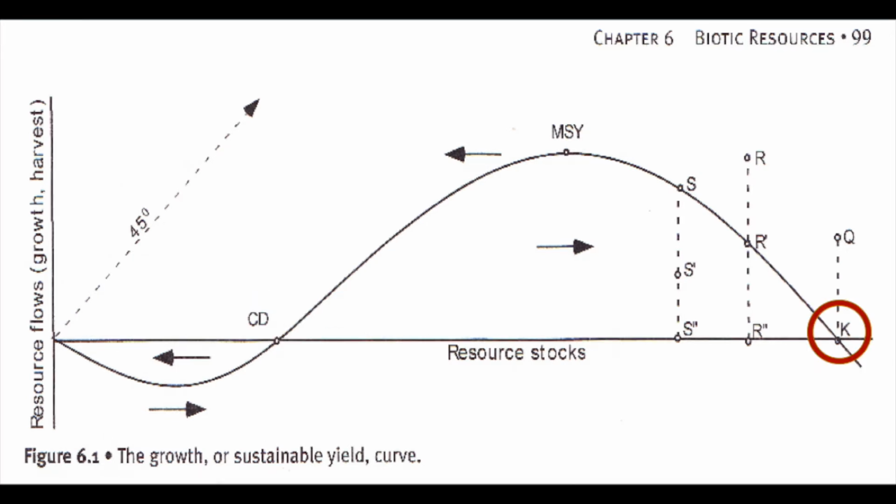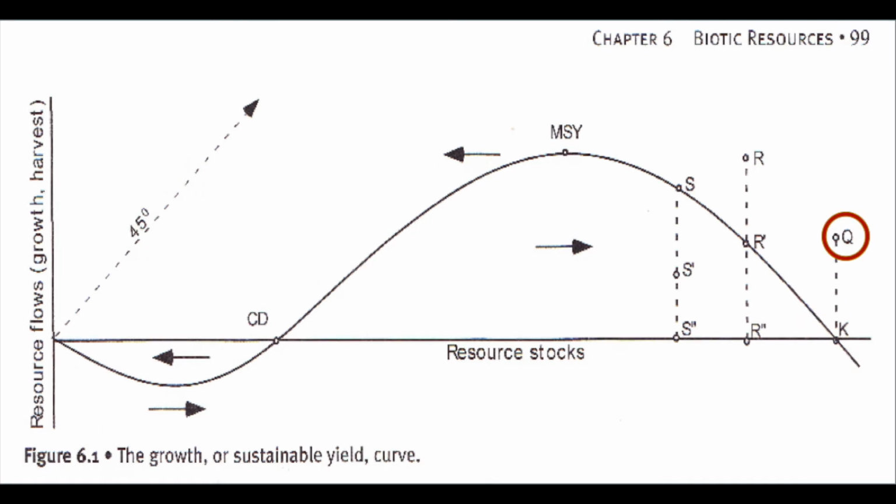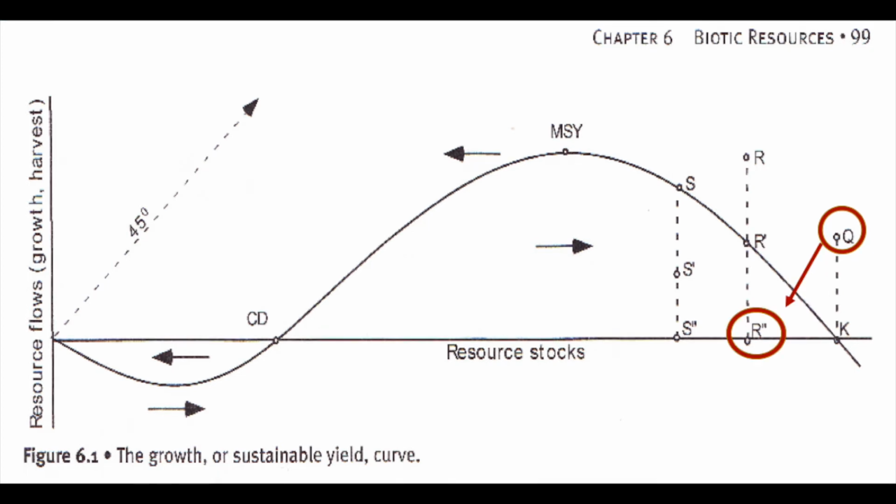So now let's suppose we harvest right at the point of carrying capacity, at point capital K. Let's say we harvest capital Q amount. The amount from K to Q would reduce the population to point R double prime. But the population would continue to grow at stock amount R double prime. Resources per individual, for example, in the population might increase, leading to increased fertility and growth rates.